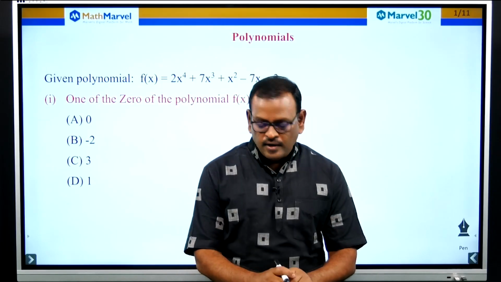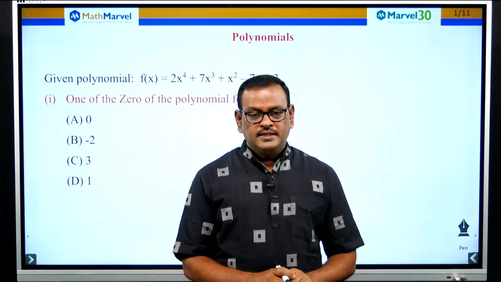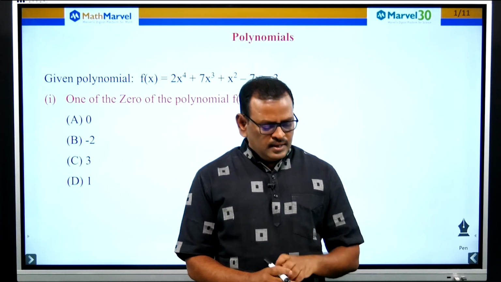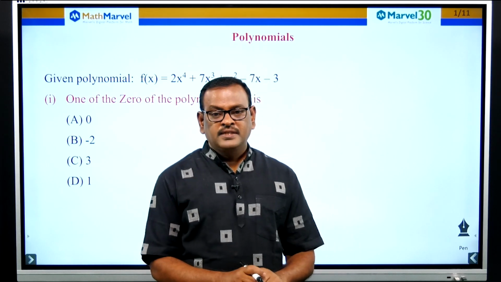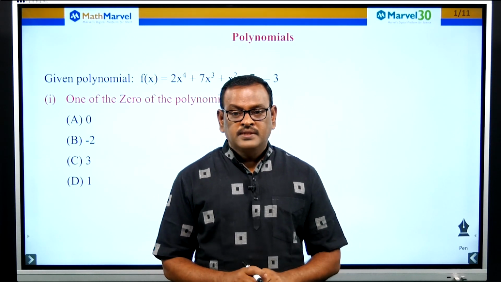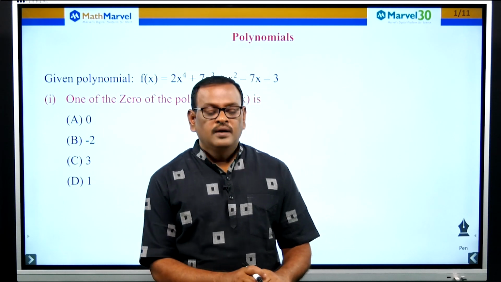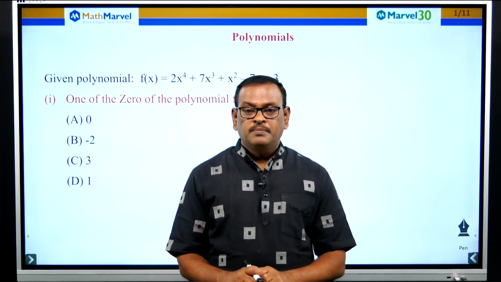Hello students, now I will teach the factorization based case based question. The given polynomial is f of x equal to 2x power 4 plus 7x cube plus x square minus 7x minus 3. One of the zeros of the polynomial.